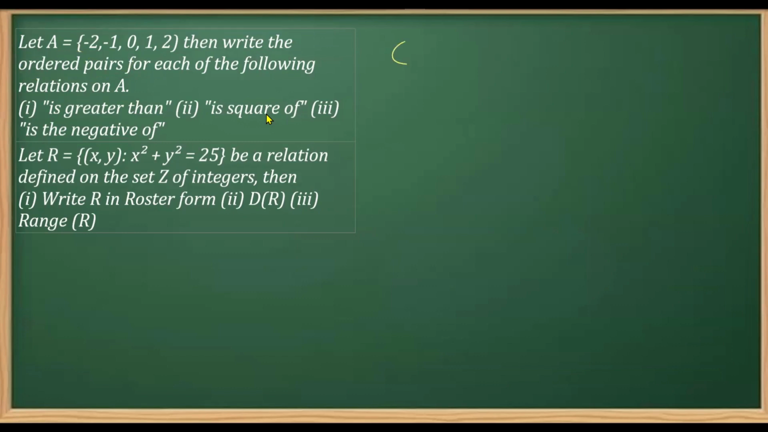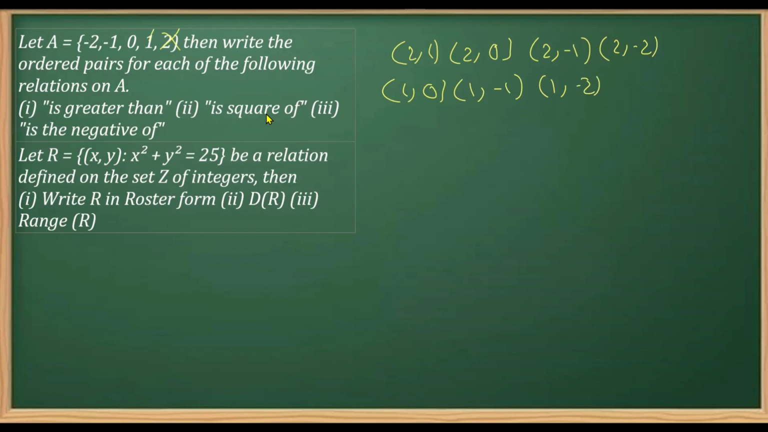So 'is greater than' means what? The first has to be greater. Like if I begin with -2, for example, then -2 is not greater than any number. So let's discard that. Then I'll start with 2. 2 is greater than 1, so (2, 1). 2 is greater than 0. 2 is greater than -1. And 2 is greater than -2, right? So 2 got exhausted. Now I'll start with 1. 1 is greater than 0, right? 1 is greater than -1, and 1 is greater than -2. So this also got exhausted.